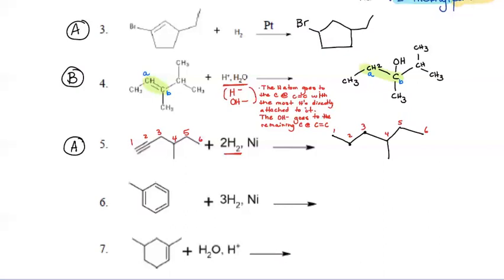Let's go to number 6. What kind of reaction is number 6? A, B, or C? Excellent, also A.